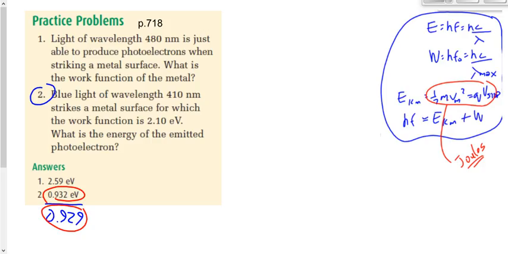All right, blue light number 2 says: blue light of wavelength 410 nanometers strikes a metal surface for which the work function is 2.1 electron volts. What's the energy of the emitted electron?